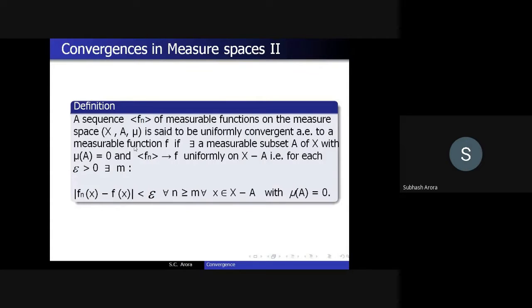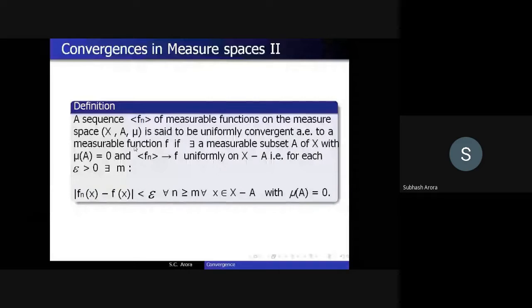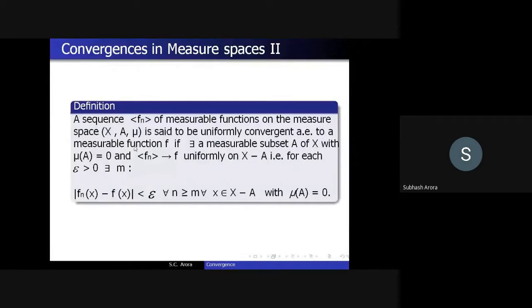A sequence Fn of measurable functions on the measure space (X, A, mu) is said to be uniformly convergent almost everywhere to a measurable function f if there exists a measurable subset A of X with mu of A equal to 0 and Fn converges to F uniformly on its complement, X minus A. That is, for each epsilon greater than 0, there exists M such that |Fn(x) - F(x)| is less than epsilon for all n greater than or equal to M and for every x belonging to X minus A. Of course, mu of A is equal to 0.